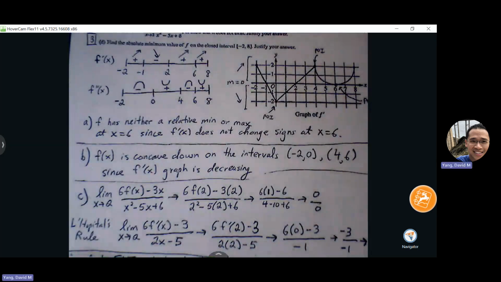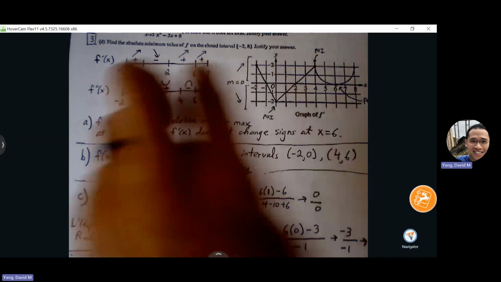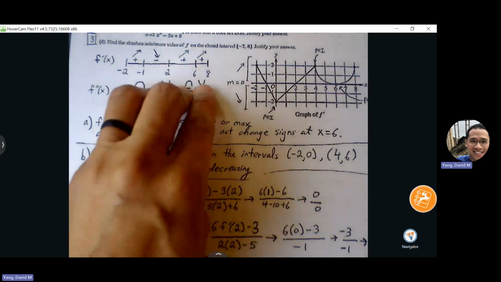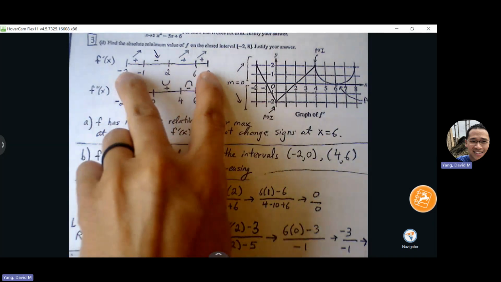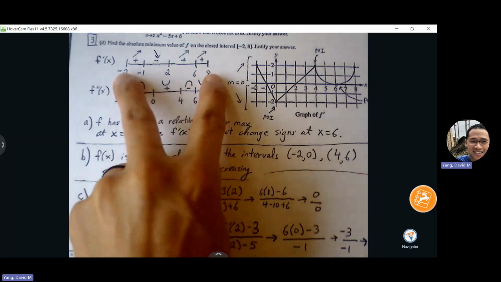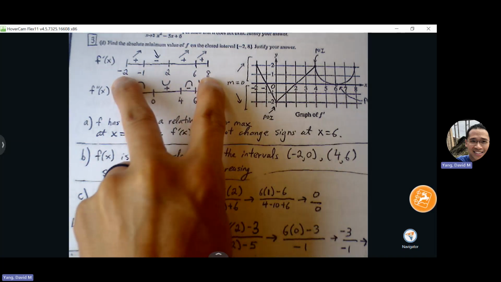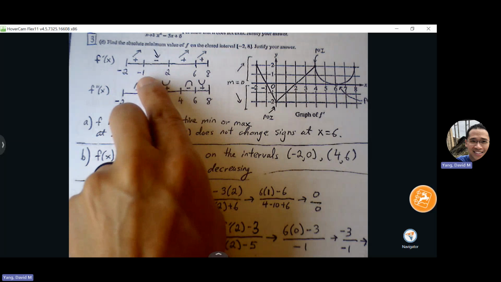Part D, find the absolute minimum value. So anytime we see the words absolute max or absolute min, that should remind us to apply the extreme value theorem, EVT. So with the extreme value theorem, we're going to pick out our candidates from our F prime sign line. Don't look at the F double prime. So we know we're going to test -2 and 8.